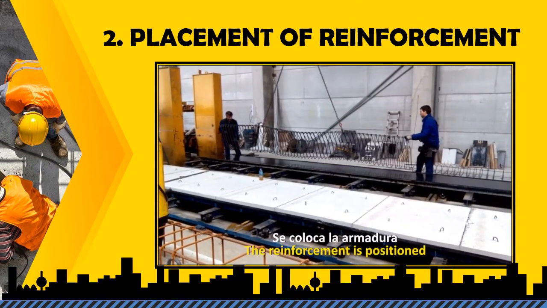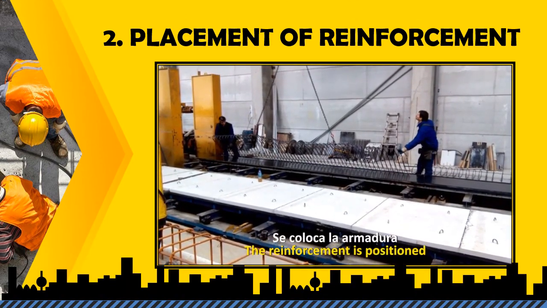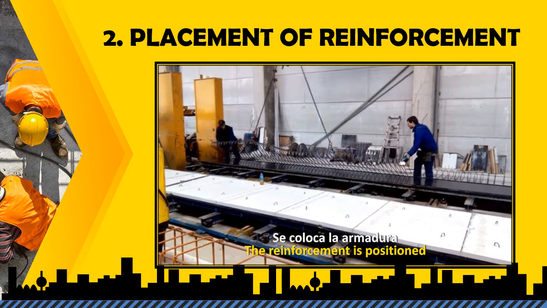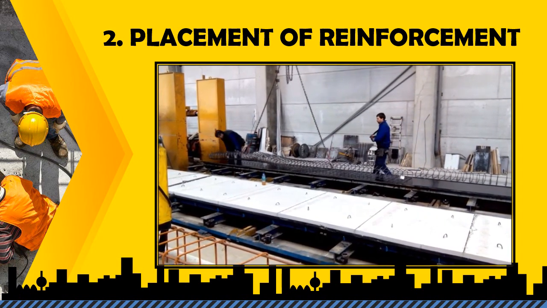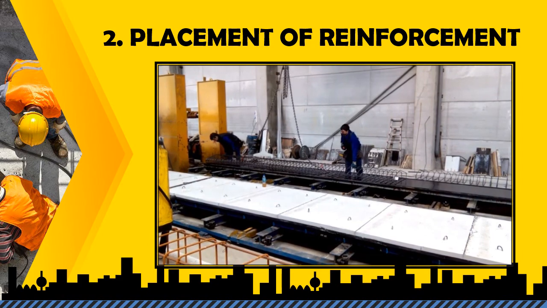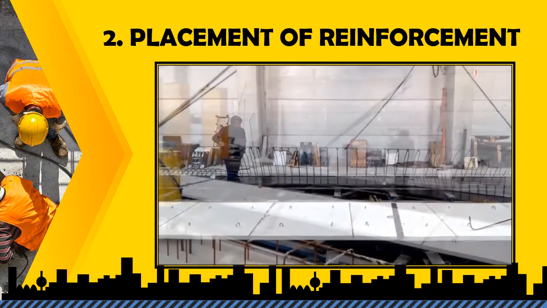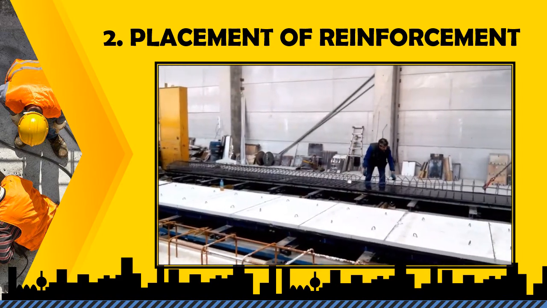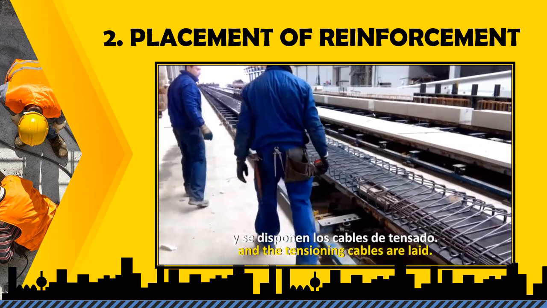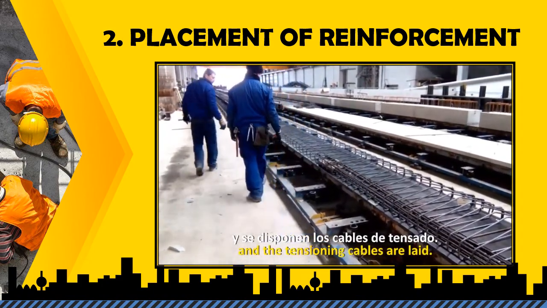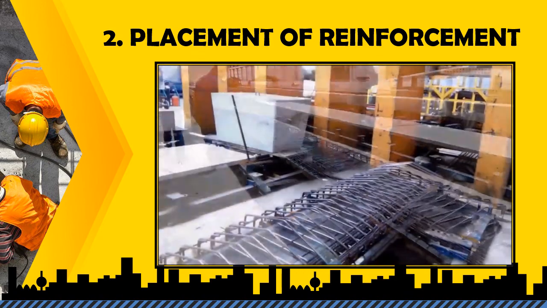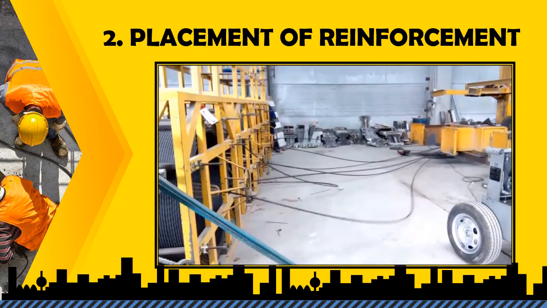The second step is the placement of reinforcement. Every concrete element has the traditional reinforcement that must always be present no matter which method of prestressing is applied. In this method, the wires for prestressing are placed in the mold together with the traditional reinforcement.